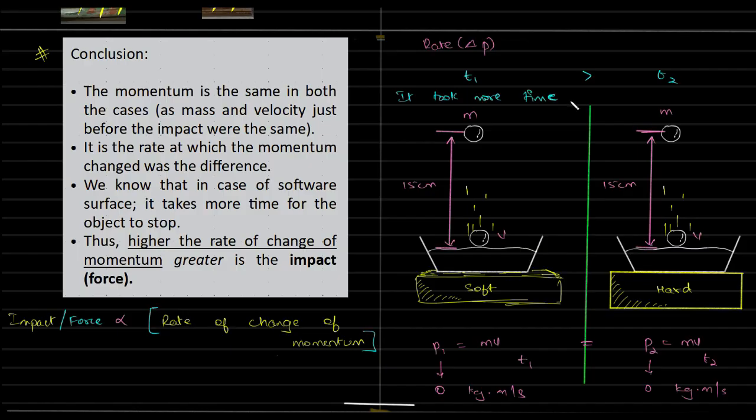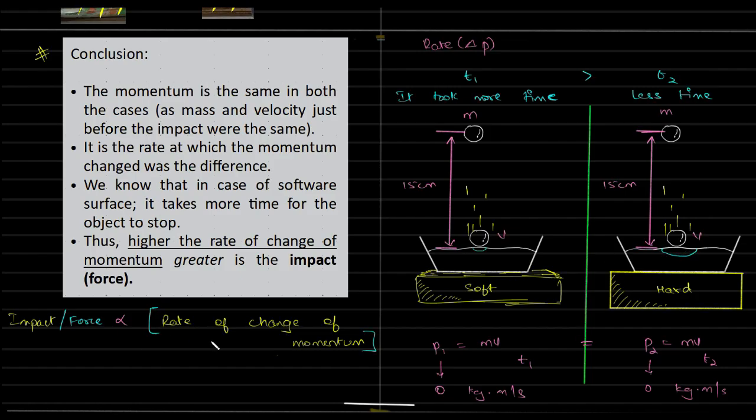Since the time is more, the rate of change of momentum is small. Since the rate of change of momentum is small, the crater diameter over here was quite lesser than the second case. All that is different in this case was the time. Here it took a lot more time, here it took less time. And so the craters that were created were different. Thus, higher the rate of change of momentum, greater is the impact. That is, crater shows the amount of force.